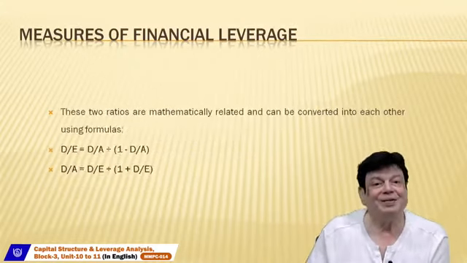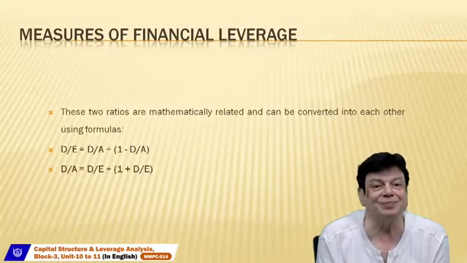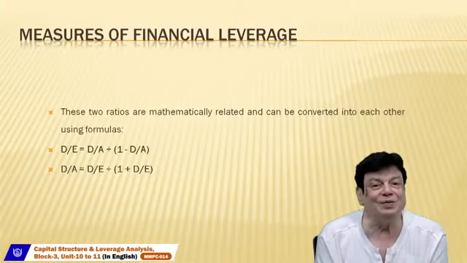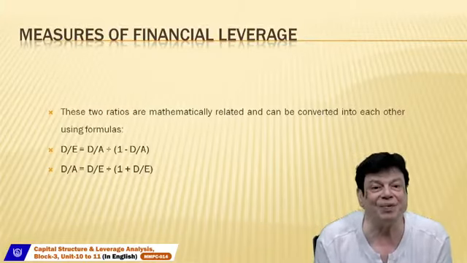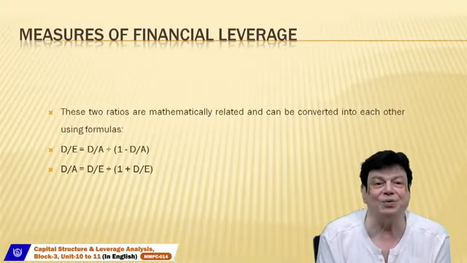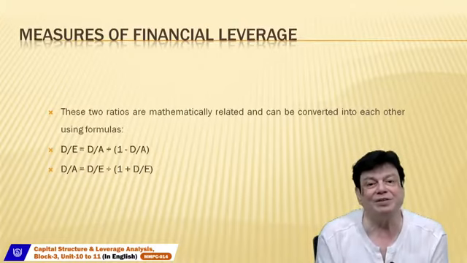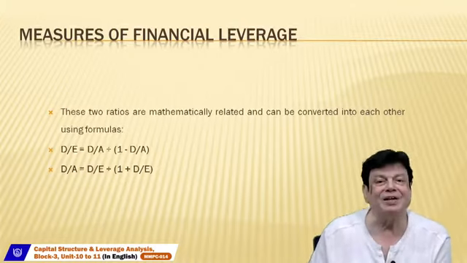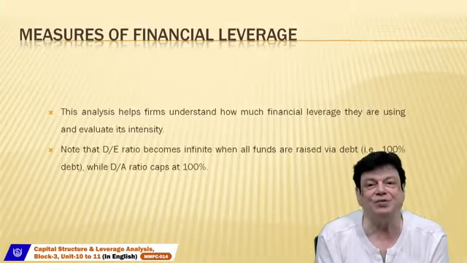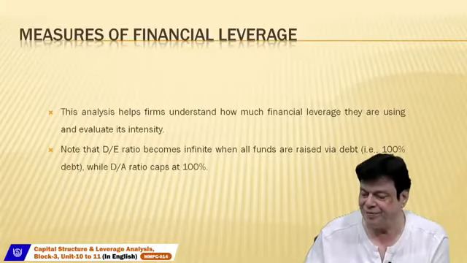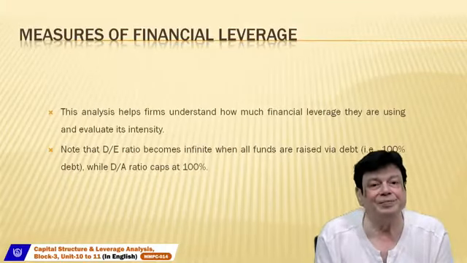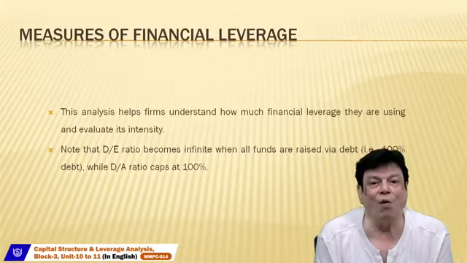These two ratios are mathematically related and can be converted into each other using the formula: D/E is equal to D/A divided by 1 minus D/A. D/A is equal to D/E divided by 1 plus D/E. This is the relation between the two. This analysis helps firms understand how much financial leverage they are using and evaluate its intensity. Note that the D/E ratio becomes infinite when all funds are raised via debt.